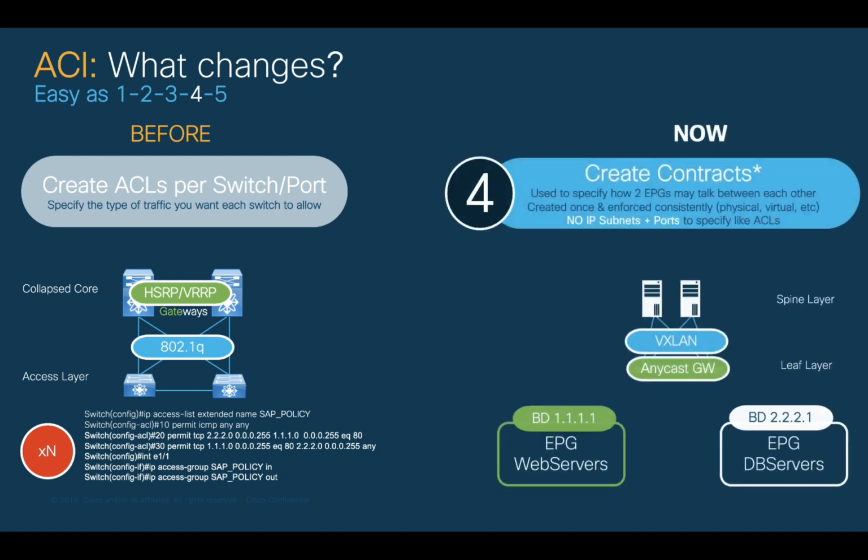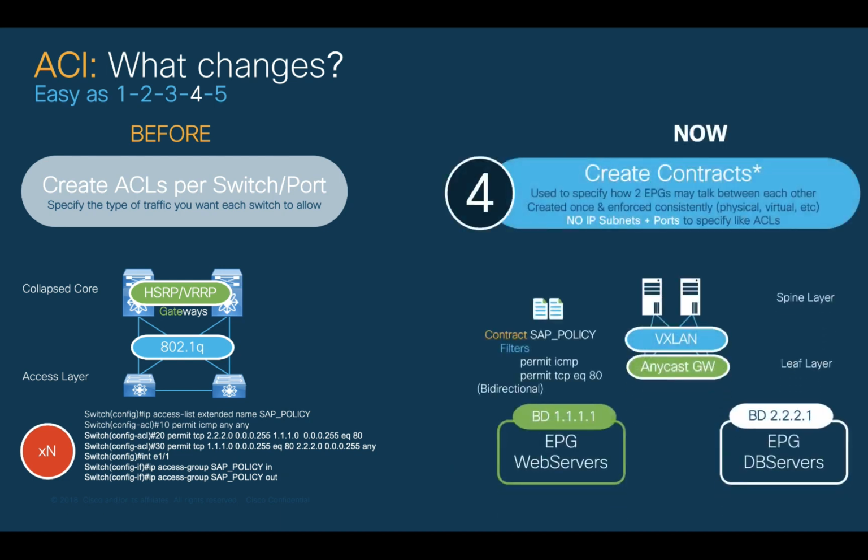Now, with ACI, we create contracts to define communication between endpoints in different EPGs. We just have to create a contract once, and ACI will deploy it consistently across the whole fabric. We don't need to specify source or destination subnets, only protocols and ports. ACI follows a whitelist model. Therefore, you need to define what you want to allow, and then the rest is denied automatically.